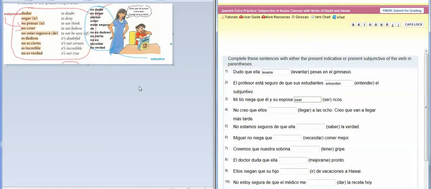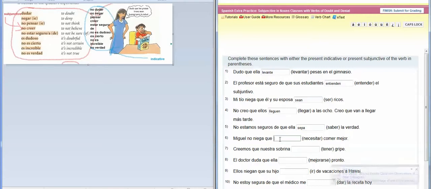No creo que ellos. No creer falls under the subjunctive. No creer que ellos, you're going to conjugate for ellos: lleguen a las 8. No estamos seguros de que. No estar seguro de que falls under the subjunctive. So, sepa. Miguel no niega. No negar, you would use the indicative.